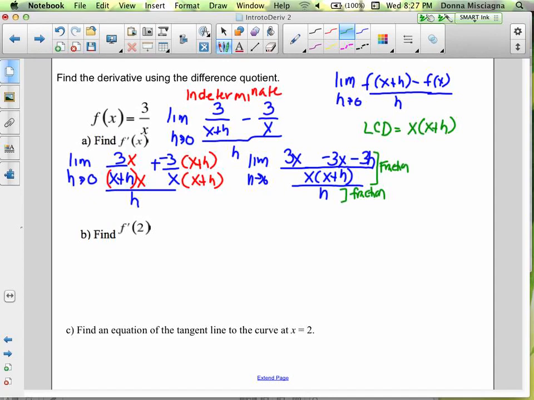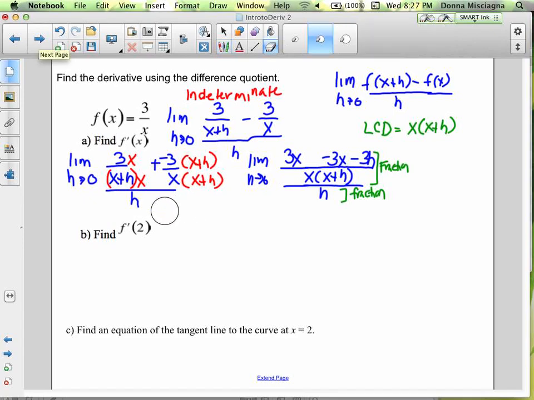Right? For some reason, students are wanting to make this a fraction, right? That's not the fraction, and they're flipping that one, and I don't know why. We're dividing the whole thing by h. We're not dividing 3x minus 3h by x divided by x plus h divided by h. No, no, no, no. X divided by x plus h, that's the denominator of that fraction. And for some reason, students are flipping that. Don't do that. That's just wrong. All right, so 3x minus 3x, that's going to be 0. We're going to be left with a negative 3h.